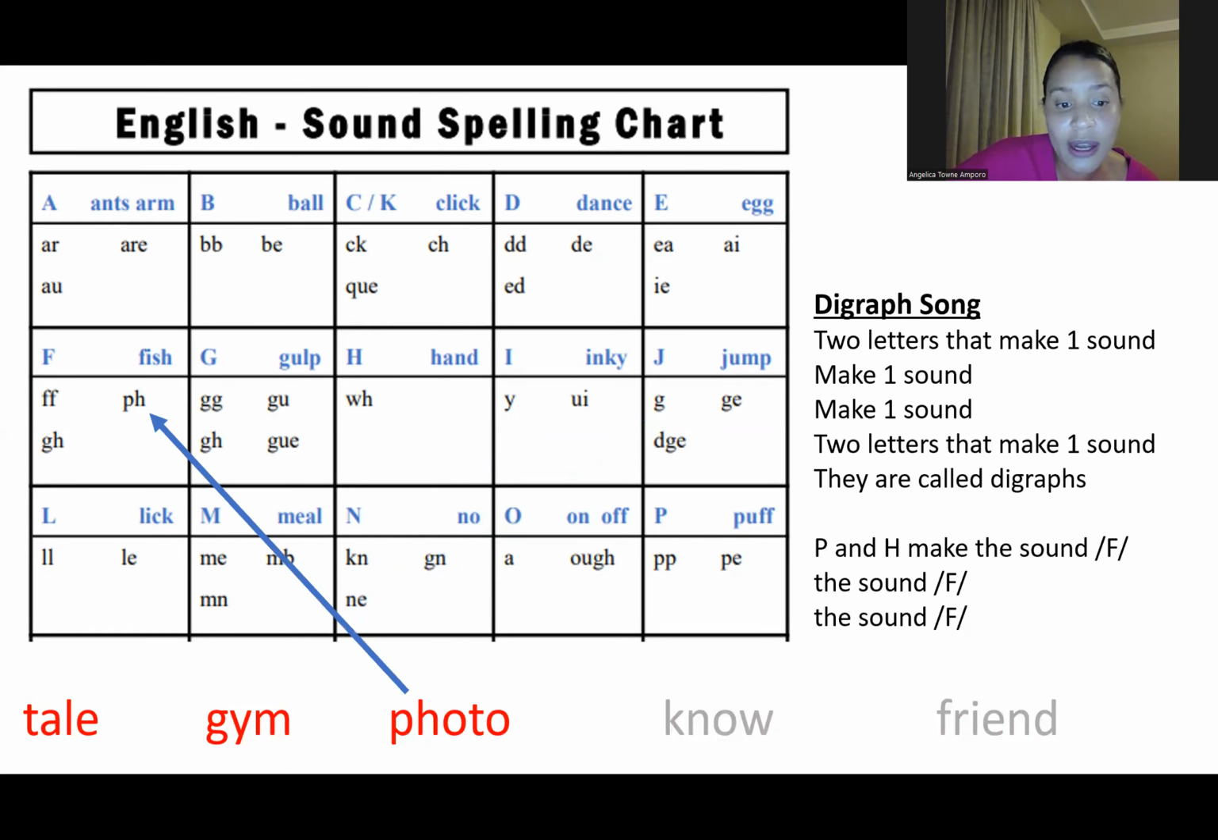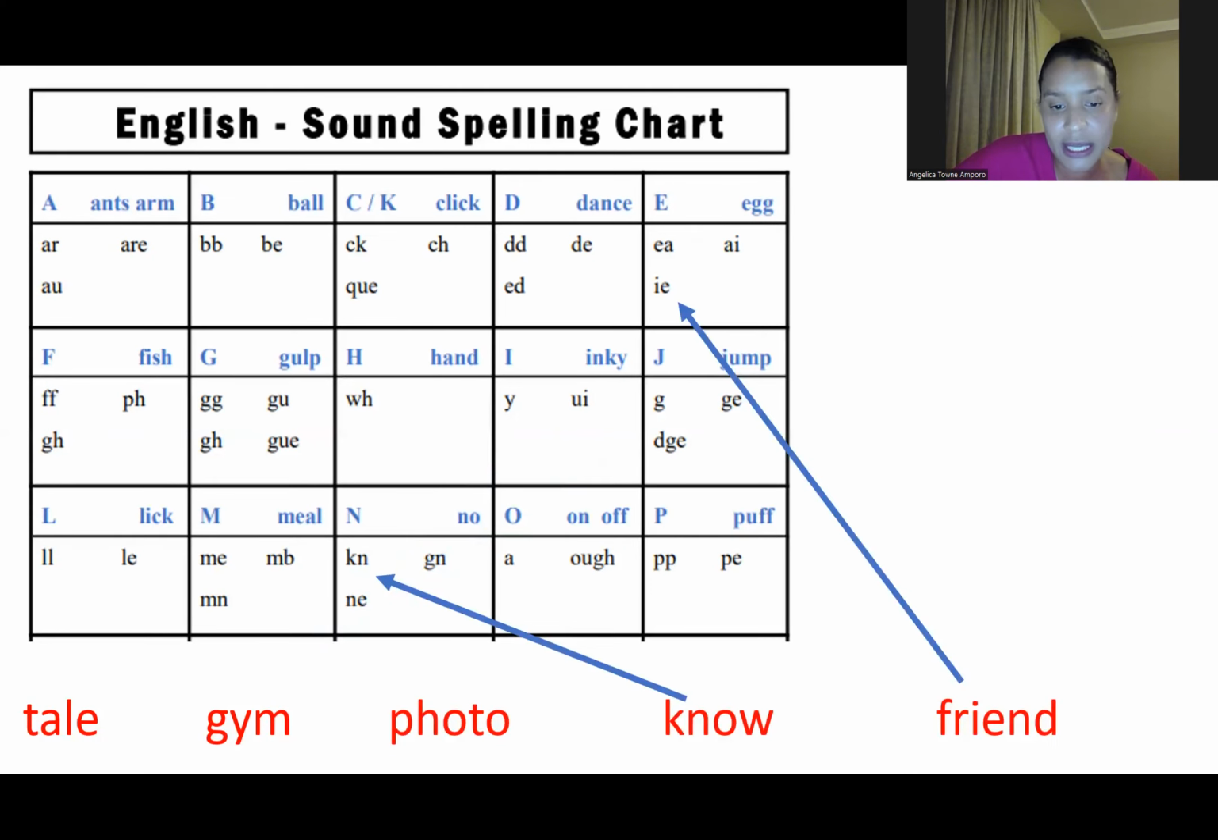Same is true for photo, right? The PH is making the f sound, and that's a digraph, right? So it's very helpful to sing the little song. This is the digraph song. We're going to sing the song so that you understand that in photo, the PH is a digraph, making one sound. The same is true for no, right? Here we have the KN is just making one sound of n, and in friend, right? The IE is just making an eh sound, so it's just going end.